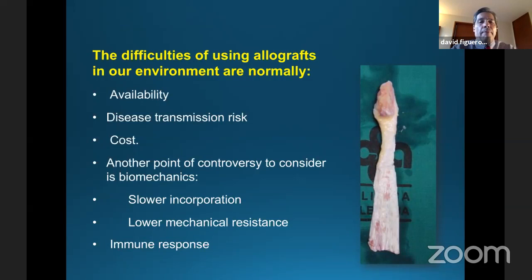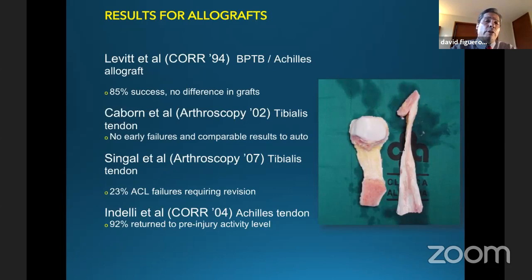Difficulties using allograft are availability, disease transmission risk, the cost, and there are some issues regarding the biomechanics. Many studies have shown a slower incorporation and a lower mechanical resistance, and others have shown an immune response that is different to autograft. But results for allograft, in general, show just a small difference when we compare with autograft.